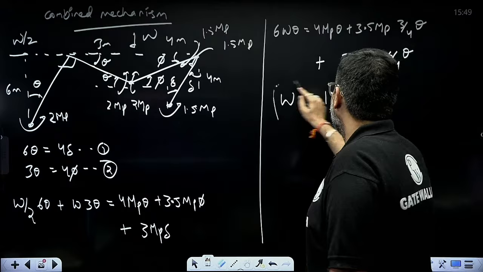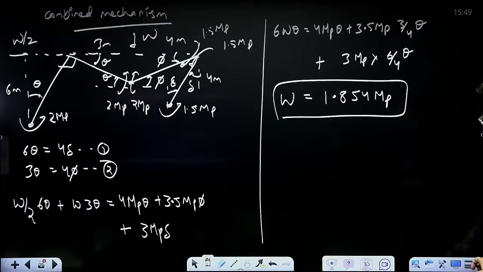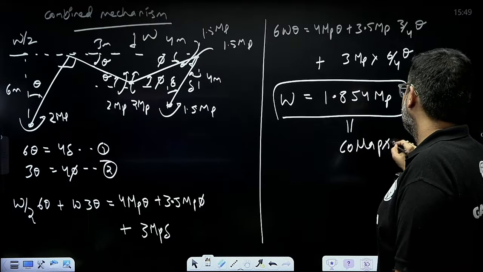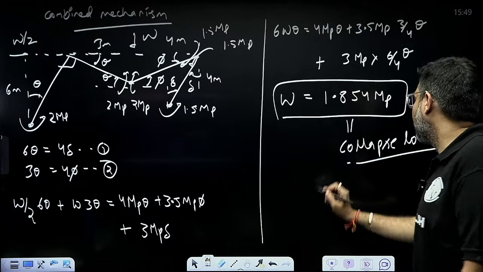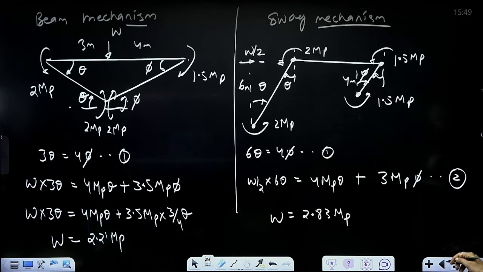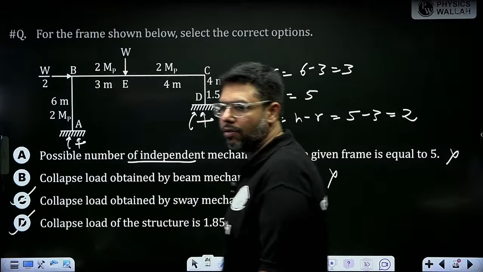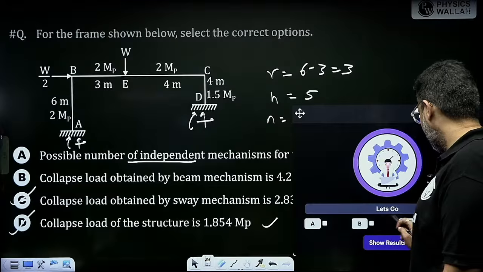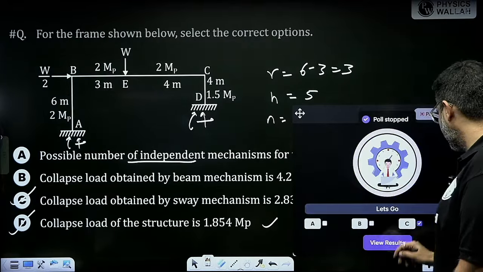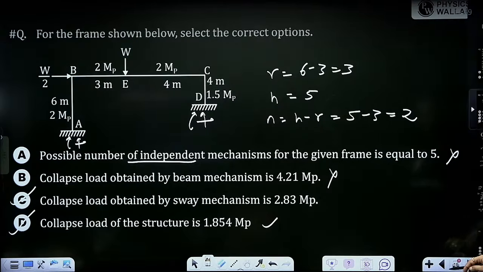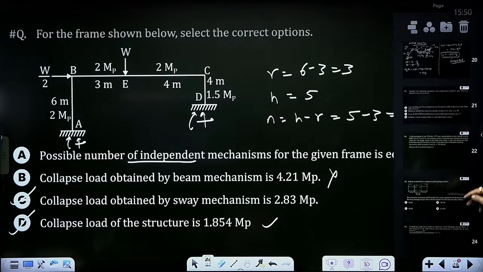So this is the minimum of all, and this is my collapse load also. That is the minimum of all for the combined mechanism. So combined mechanism is governing here. So collapse load is this one only. So C and D were the correct answer. Very good question on portal frame. From one question we have understood everything here. Nobody has given me the answer, but the question was very simple. These kind of questions you can very much expect in your exam.